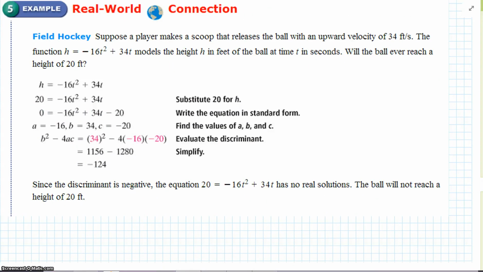So we got word problems. Suppose a hockey player makes a scoop that releases the ball with an upward velocity of 34 feet per second. All right, the function h equals negative 16t squared plus 34t models the height h in feet of the ball at time t seconds. Will the ball ever reach the height of 20? Okay, so we're just going to plug it in. We're trying to find the height of 20. So we were given this equation. We plug in h of 20 and we solve.